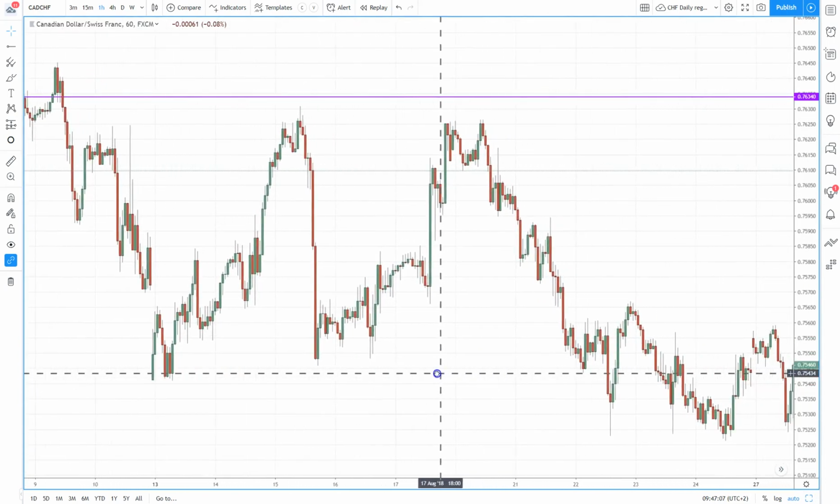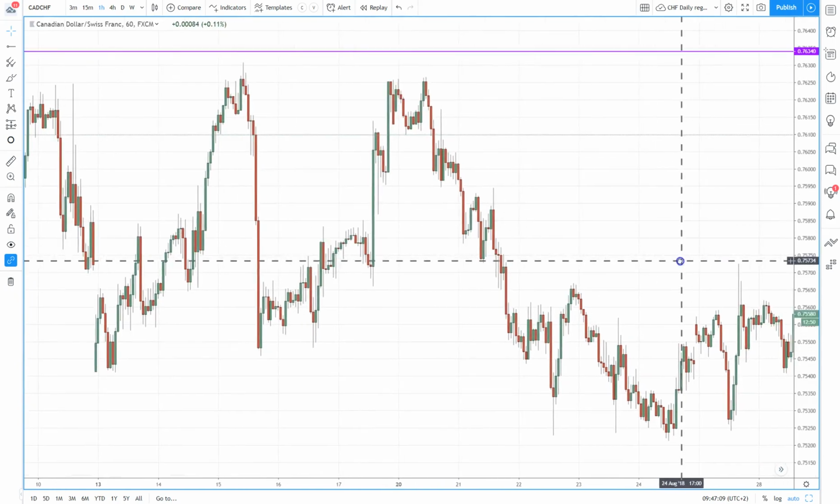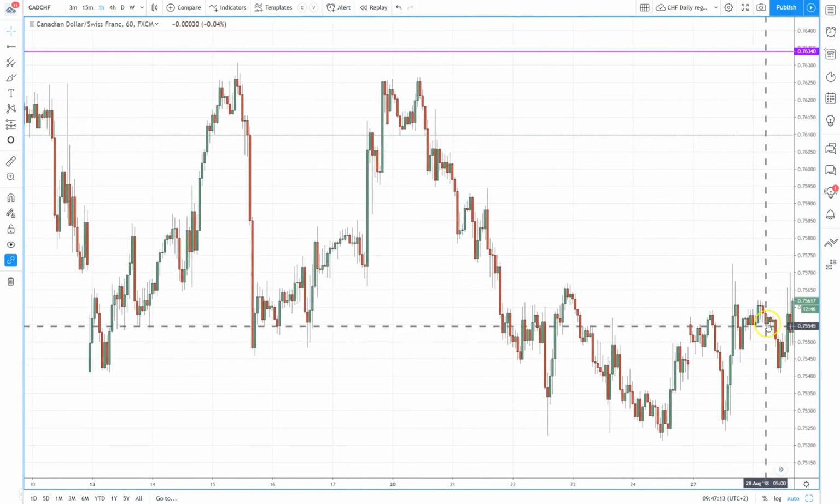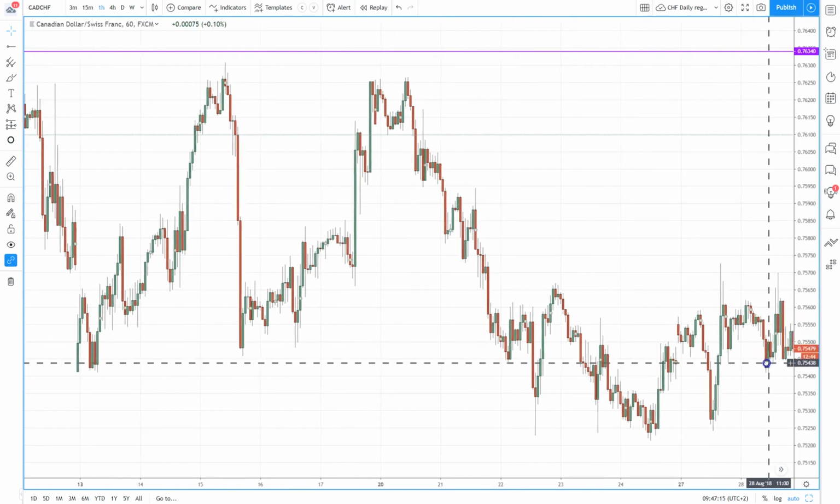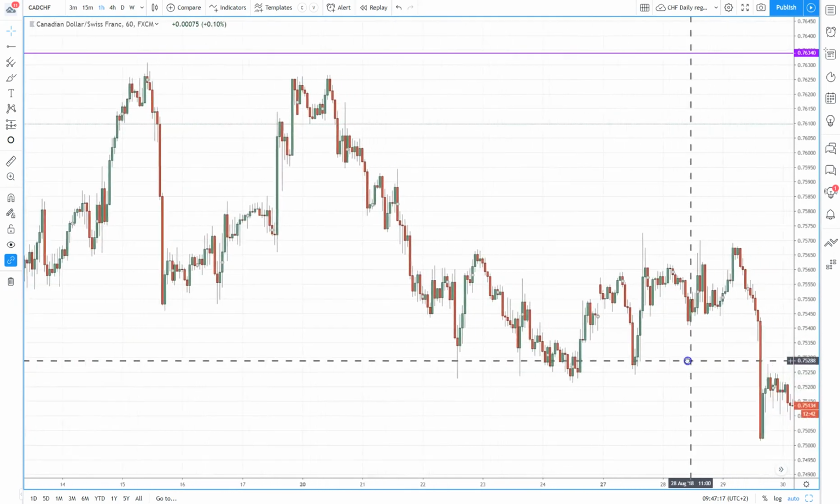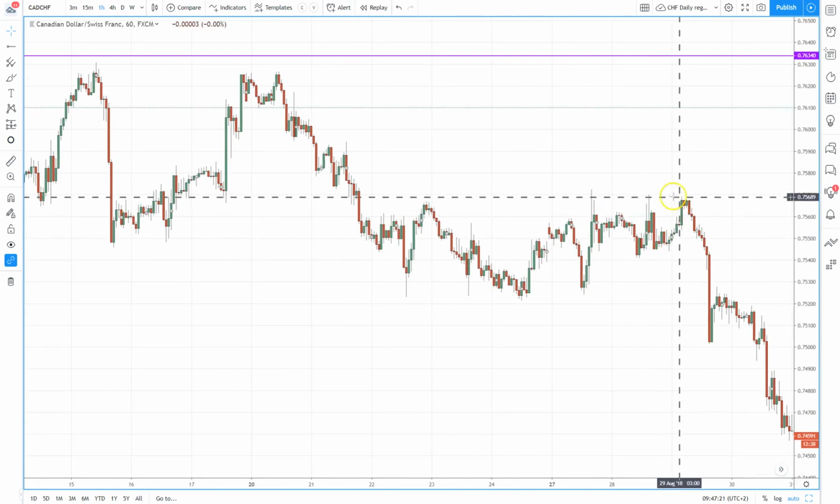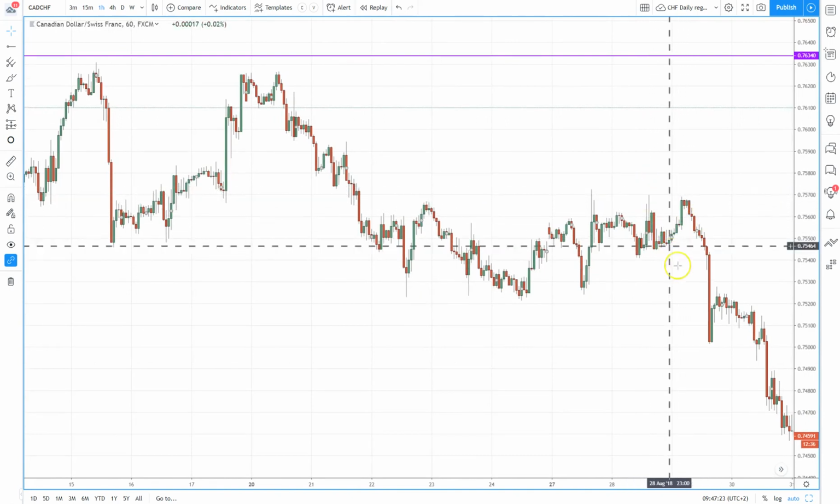Grinding lower, coming back, holding. 27, now we're at the 28. That's that V that we saw on the other ones. Is this going to drop afterwards as well? There we go. Nasty little test that almost goes to stop hunt.